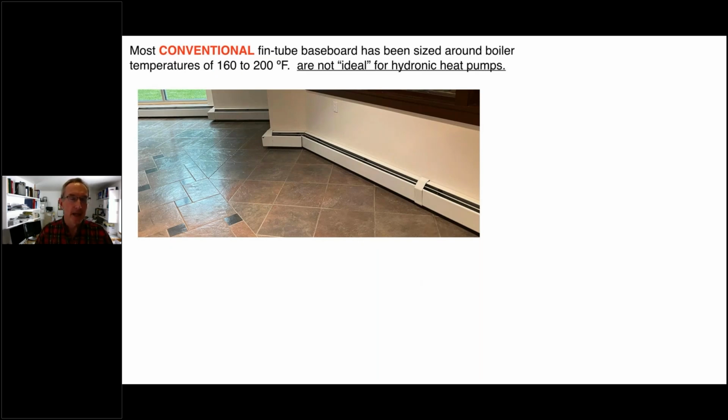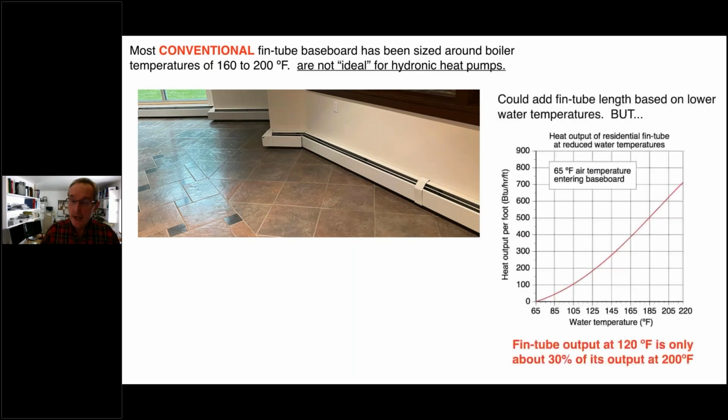But again, think of the energy prices at that time. Mid 20th century energy prices were pretty low, and most heating systems, hydronic systems, were designed around high water temperatures, and 160 to 200 degrees was a typical range. Okay. Now, on the right side there, you can see there's a graph. And that's for standard residential fin tube, like you see in the photograph there. And it shows you water temperature on the bottom versus heat output in BTUs per hour per foot of fin tube.